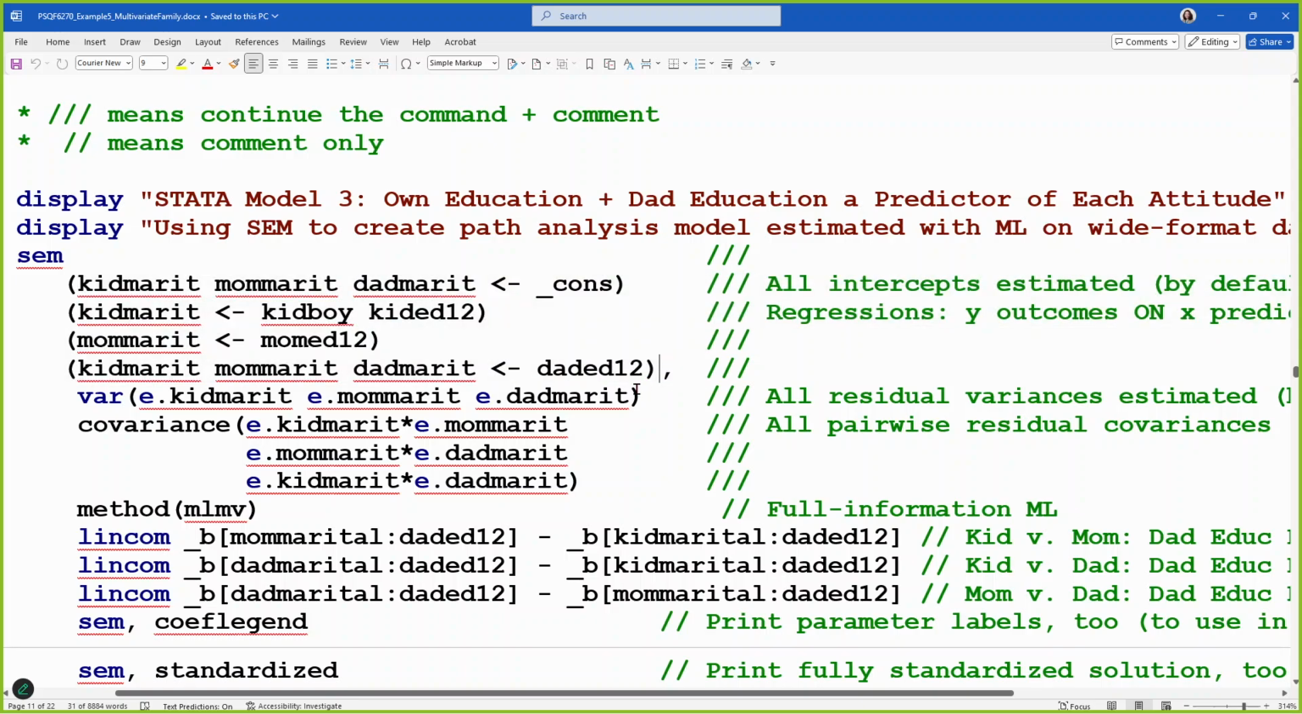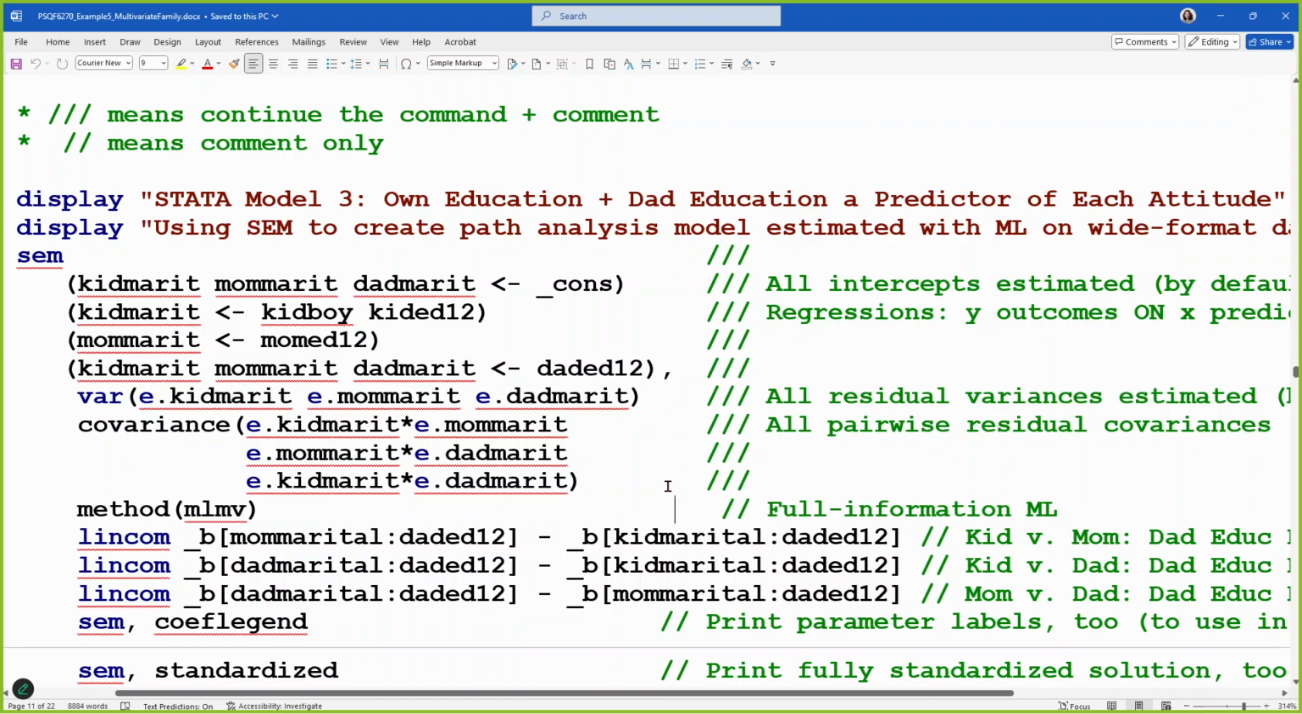No problem. I'm asking then for E variances. So some of this is default, some of this is not default. Covariances, you can write like this. So I'm allowing the 3 outcomes from the same family to all covary, 2-headed arrows right here. And that's my model.